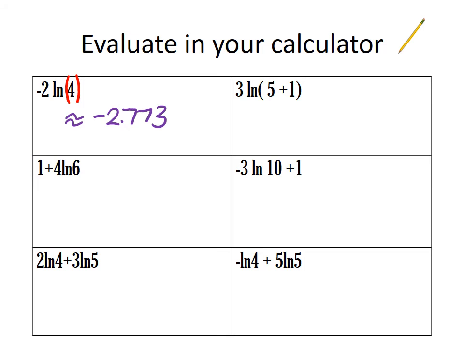This next one, we want to simplify first. Always simplify what you can before you type it into your calculator. If I type in 3 ln of 6, I get approximately 5.375.